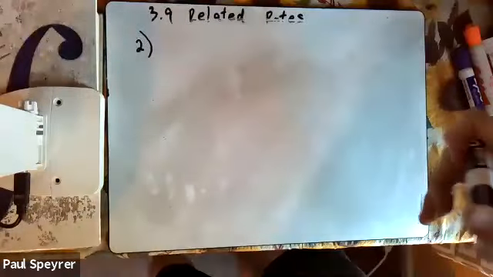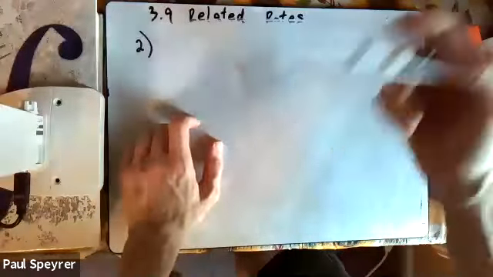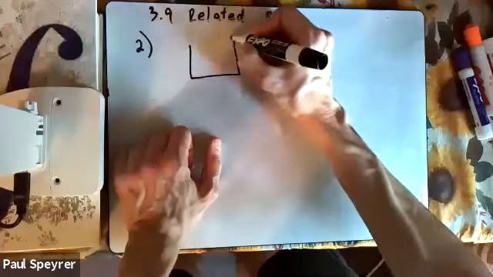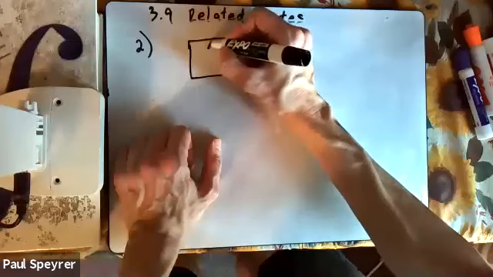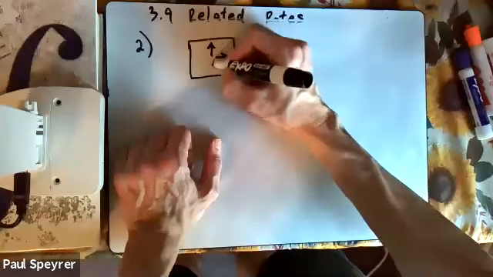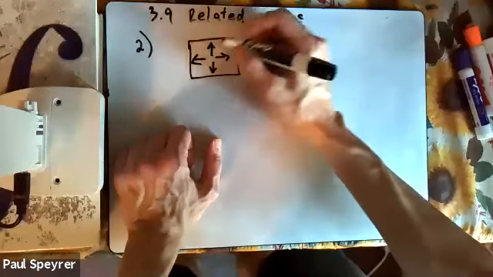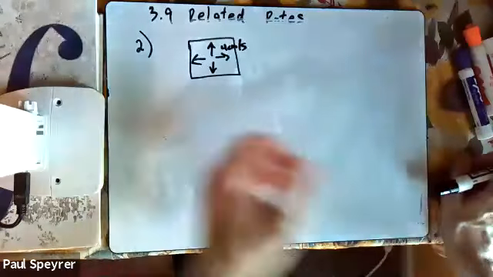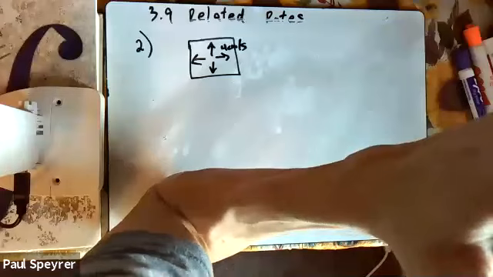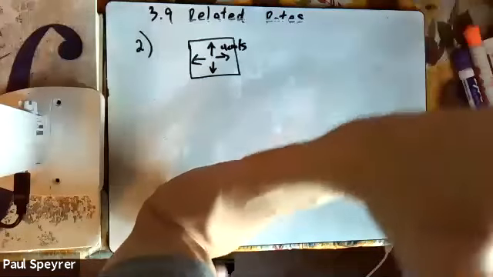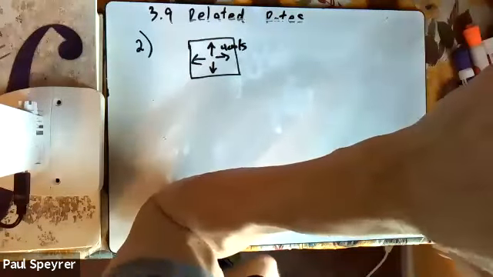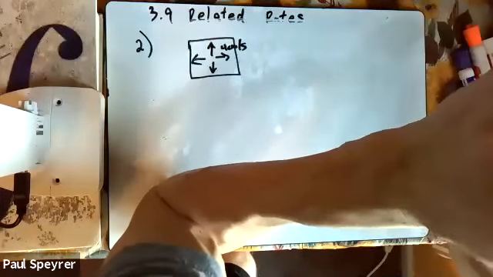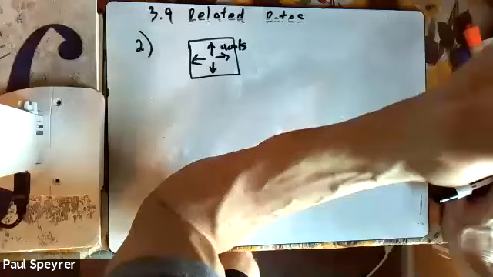Now, number 2 is talking about a square, right? It says each side of a square is increasing at a rate of 4 centimeters per second. So the square is expanding, just getting bigger and bigger, and it's increasing at a rate of 4 centimeters per second. Then it's asking us, at what rate is the area of the square increasing when the area of the square is 9 square centimeters?